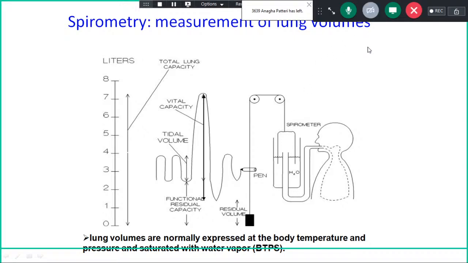So if you see, can you see my face with the volume?